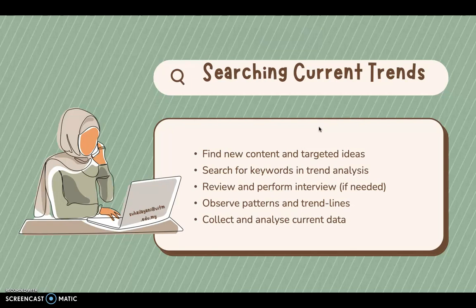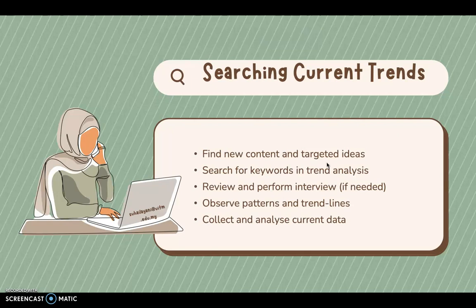So how are you going to search for that? The first one, you need to find new content and targeted ideas. For example, you have this idea to do a detection system. What to detect? What are the problems? So for example, you want to enhance a CCTV image detector. So you need to find new ideas. What are the lacking inside the CCTV currently? So you need to search for keywords in trend analysis. Then we can see what are the problems with the current CCTV.